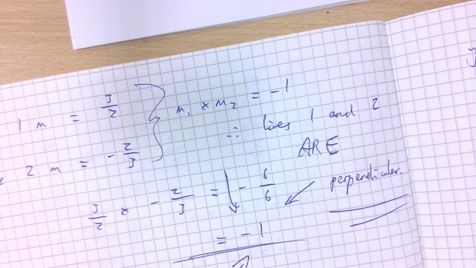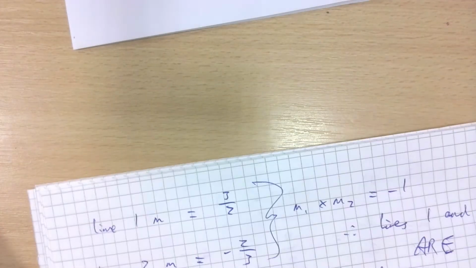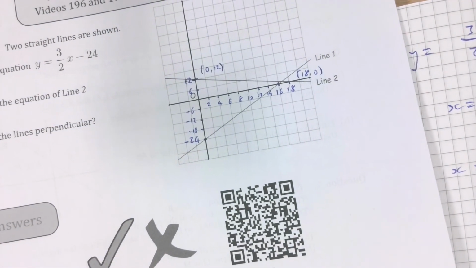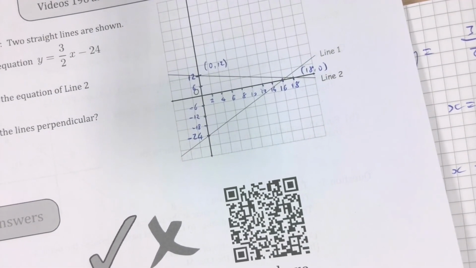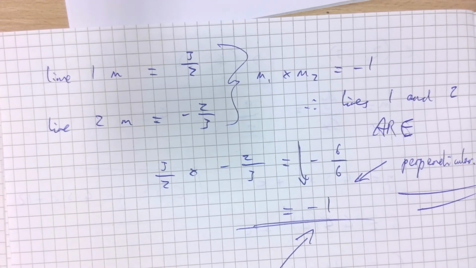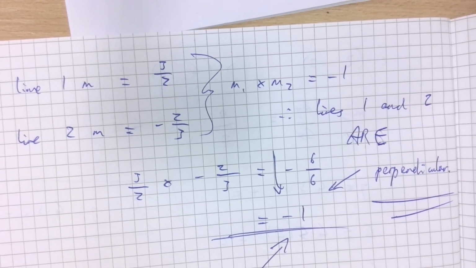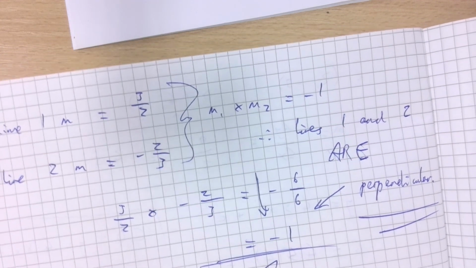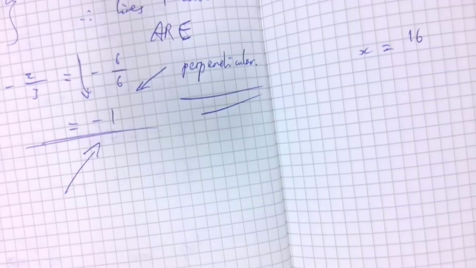That's it. We've done the question. We've worked from the accurate drawing that we have on our graph here to work out points on the graph and therefore the equation of line 2. And then we've worked using those two gradients that we found, proving that they're perpendicular because they multiply together to make negative 1. Absolutely brilliant.